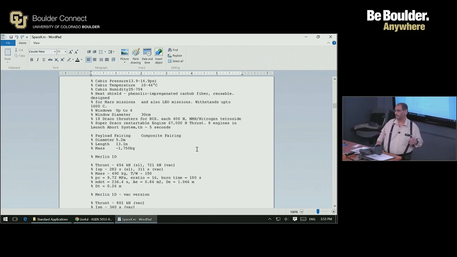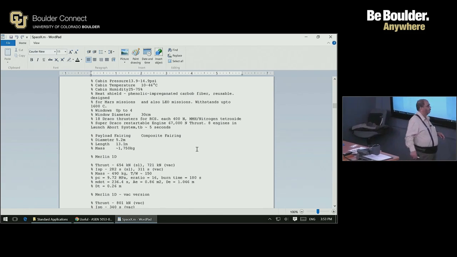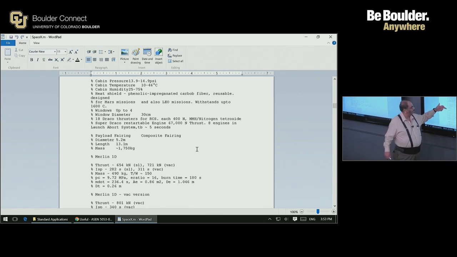30 plus feet. Now that would be needed, of course, to carry whatever modules to build an international space, lunar village or whatever. But you have to know what the payload fairing mass is. Oh, this one also has 5.2 meters. And then the engines.